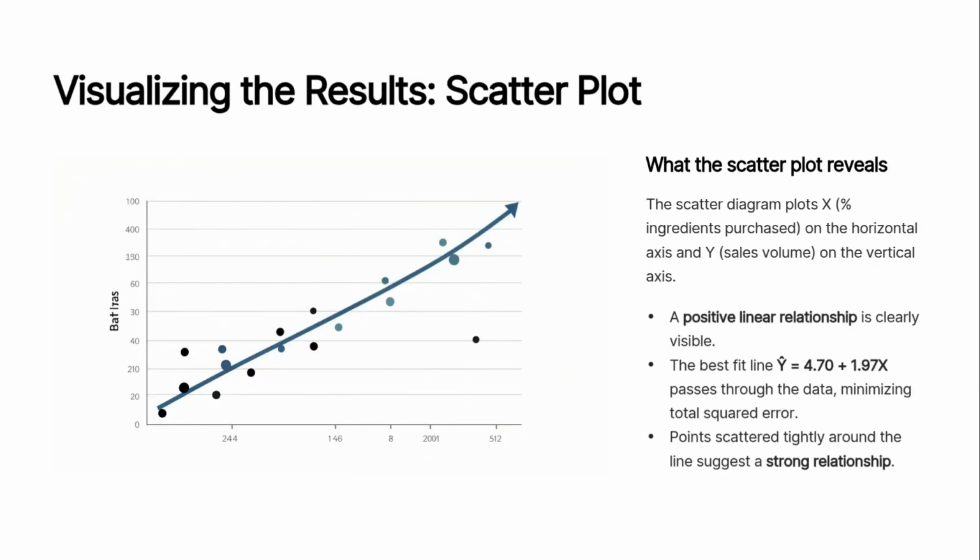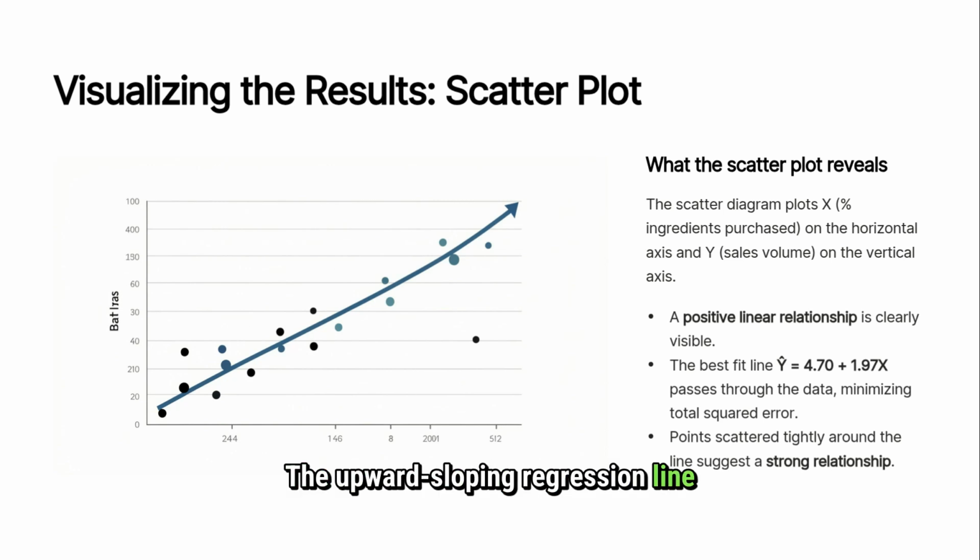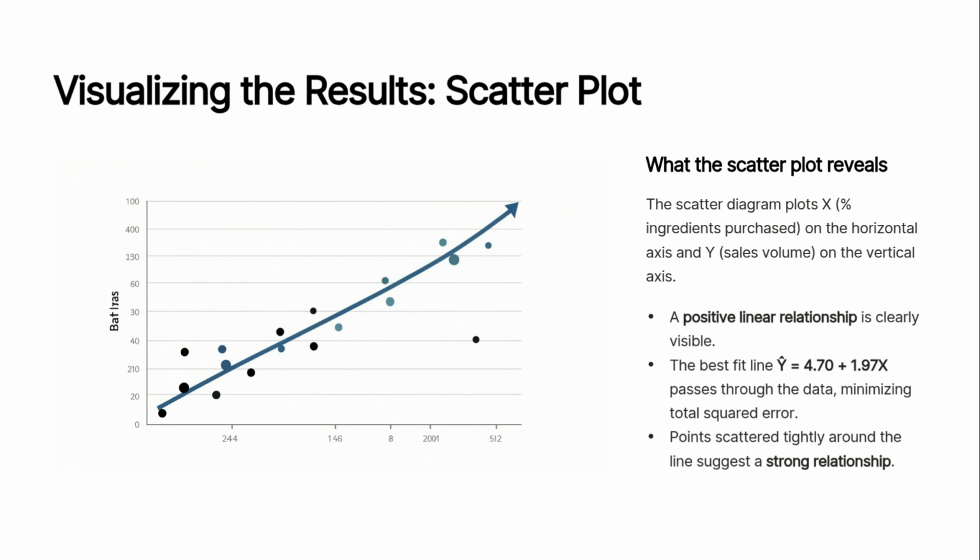The scatter plot provides a visual representation of the relationship between the independent variable x and the dependent variable y. In this example, x, percent ingredients purchased, is plotted on the horizontal axis, while y, sales volume, is plotted on the vertical axis. Each point on the chart represents an actual observation from the data. The scatter plot shows a clear positive linear relationship, meaning that as the percentage of ingredients purchased increases, sales volume also tends to increase. The upward sloping regression line indicates that the two variables move in the same direction.